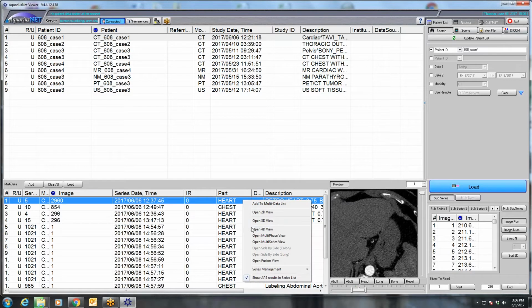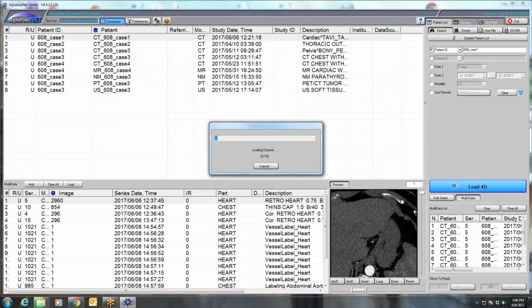So this is going to take forever to load. My computer's running real slow. Let's see how. Oh, that's not too bad.